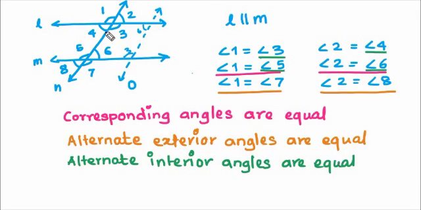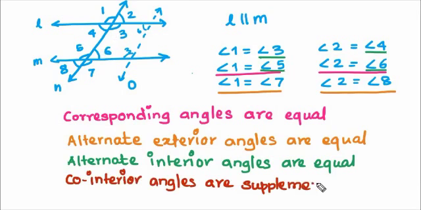The last one: we have seen that angles 4 and 5 are adjacent angles of a parallelogram and they are supplementary. Same way, 3 and 6 we have seen that they are supplementary. And so we can say that co-interior angles are supplementary when we have two parallel lines and a transversal.